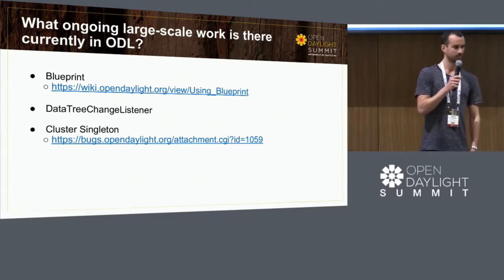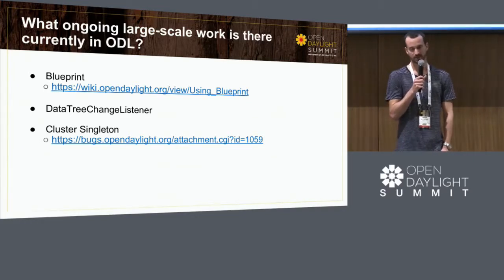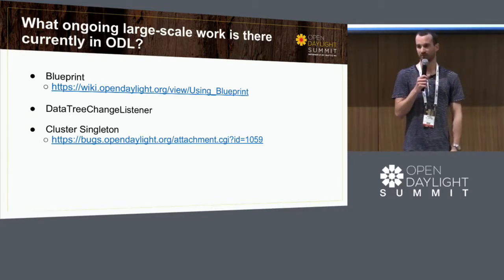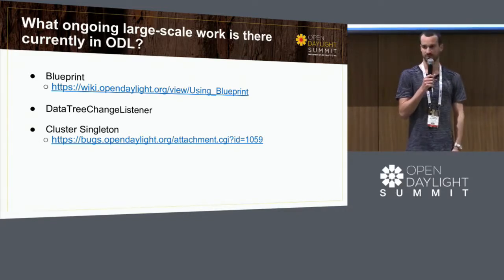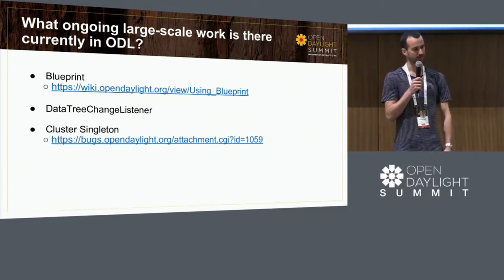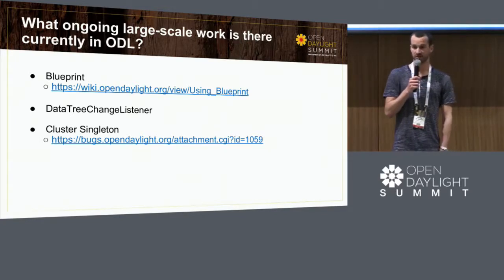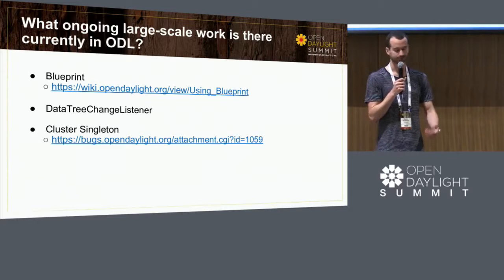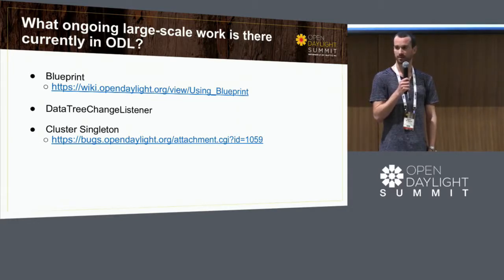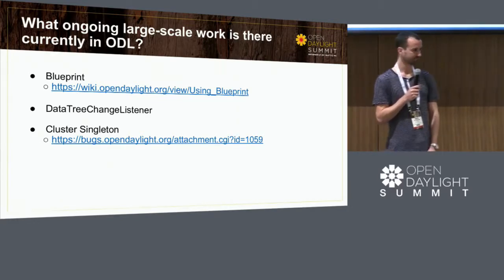The second one is, as I said earlier, data tree change listener. You have to be involved in the code to know what that means, but it's basically providing faster and more information when you get an event callback for a given event.